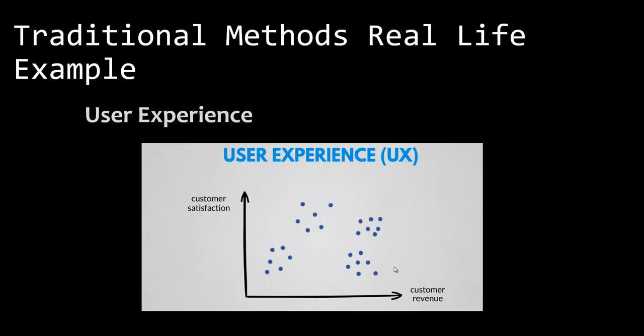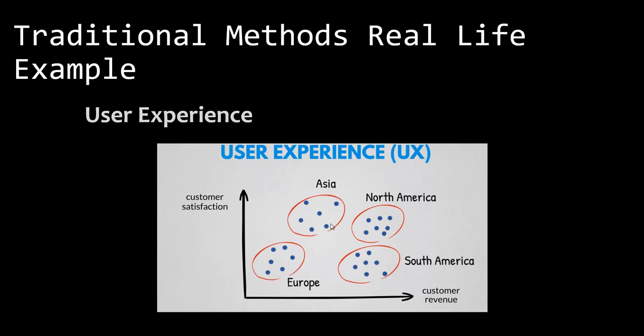And so in doing so, if we sat back and looked at this particular scenario, where we have a user experience, where there's customer revenue and customer satisfaction, we would plot all that information. And then we can go a little bit deeper. We can do a regression analysis, okay, with a line, or we can see these clusters and try to analyze them. And maybe what we start finding out is this cluster is from Asia, this cluster is from North America, this cluster is from South America, this cluster is from Europe.